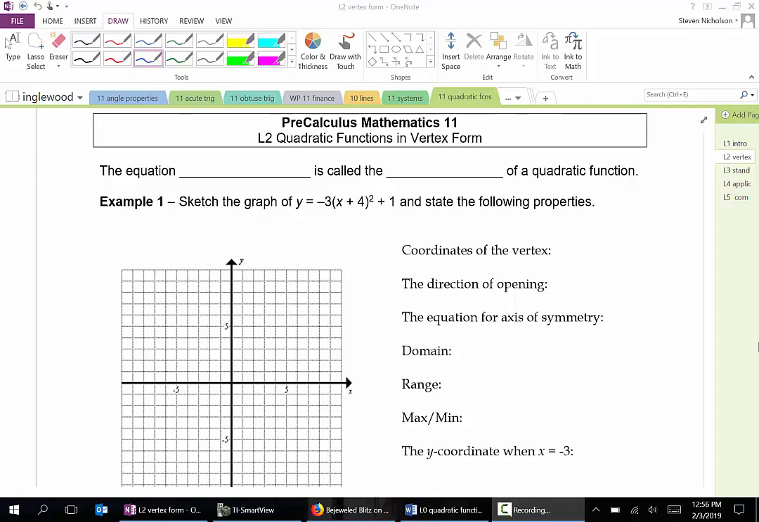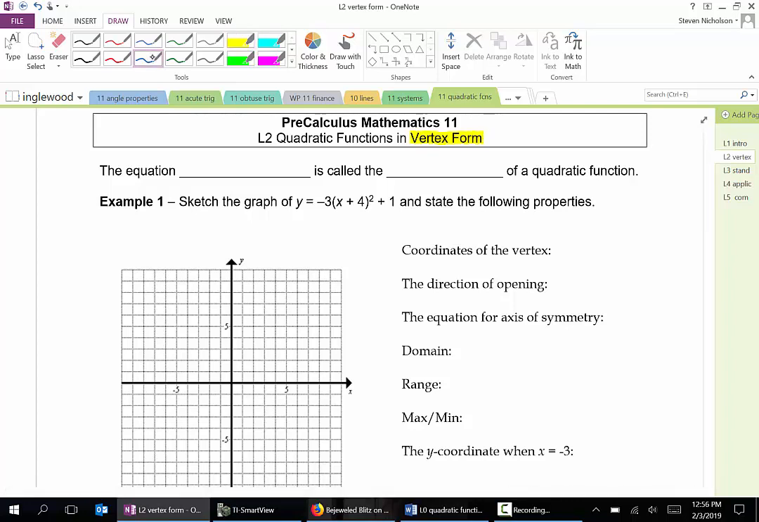Lesson 2 on quadratic functions is going to focus on a particularly useful form of writing a quadratic function. Every quadratic function looks like a parabola. Every quadratic function has an x squared in it somewhere. Opens up, opens down, moved around.